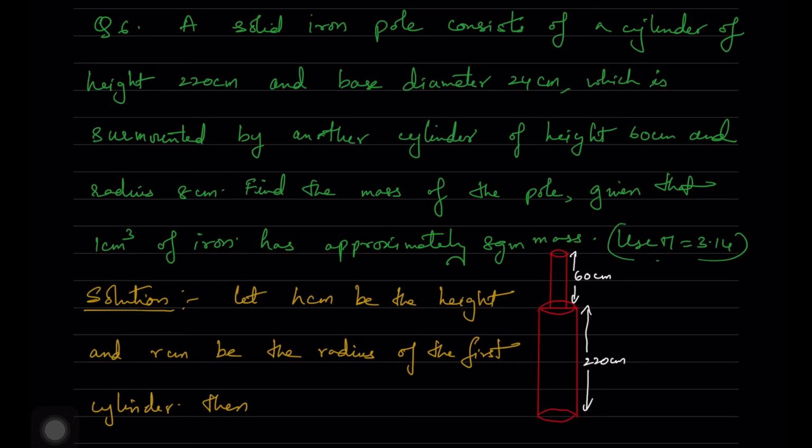So there are two cylinders. One is of height 220 centimeters, the other is of height 60 centimeters. The lower cylinder, which has 220 centimeters height, has a radius of 12 centimeters, because the diameter is given as 24, so the radius is 12 centimeters. The radius of the smaller cylinder is 8 centimeters. So we have to find the mass of the pole, given that 1 centimeter cube of iron has approximately 8 grams of mass.